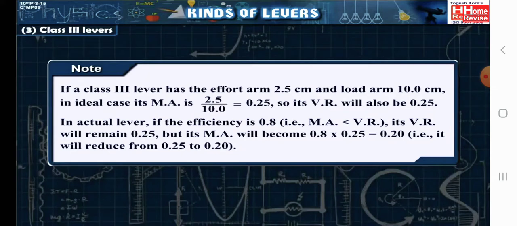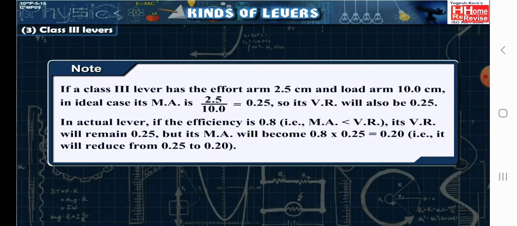Note, if a class 3rd lever has the effort arm 2.5 centimeters and load arm 10 centimeters, in ideal case, its MA is 2.5 upon 10 is equal to 0.25. So its VR will also be 0.25.